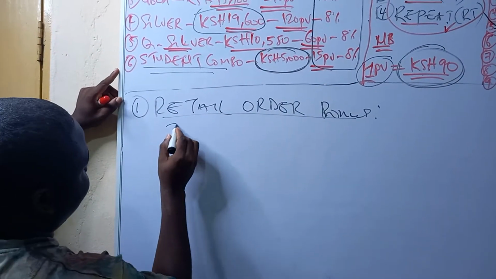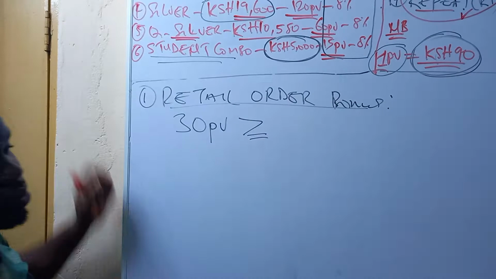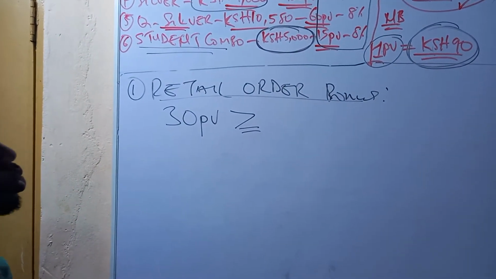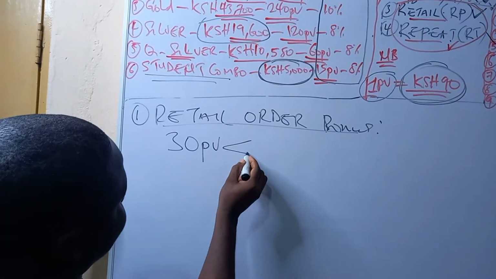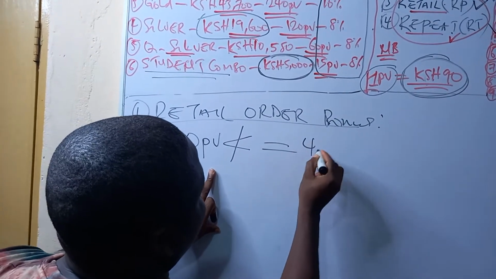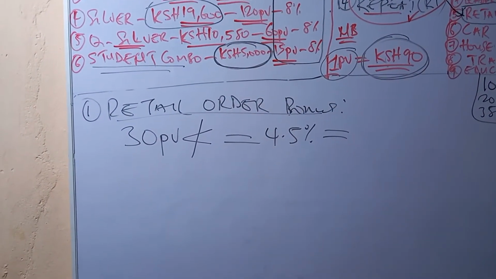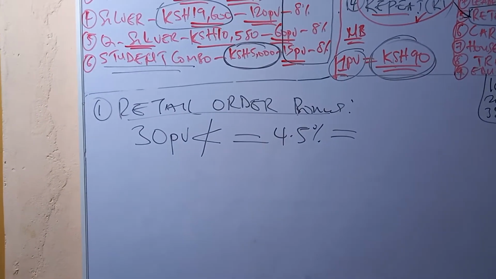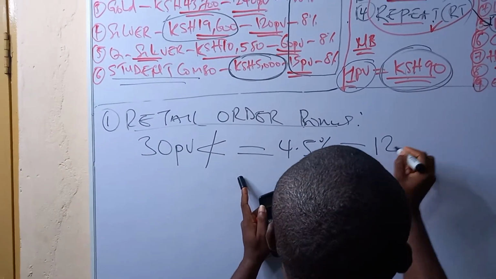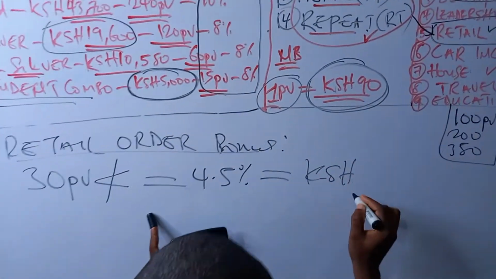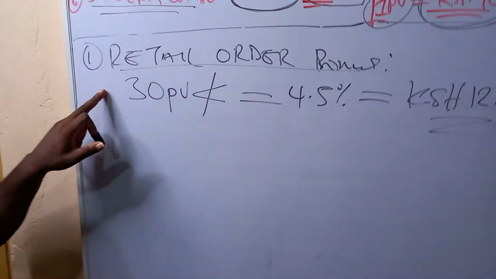Longrich says that if you do anything greater than or equal to 30 PVs, so let's leave the greater than or equal to, if you do anything not less than 30 PVs, we are going to pay you 4.5% of the 30 PVs, which is equal to 30 times 0.045 times 90 Kenyan shilling. If my calculator is correct, we are getting Kenyan shilling 121.5.